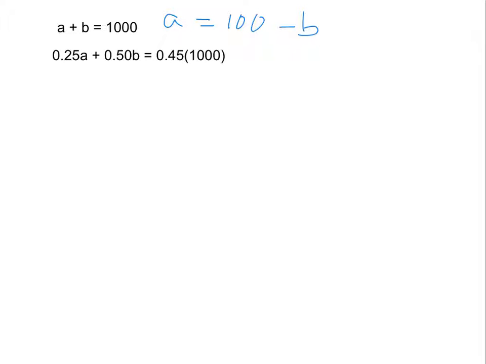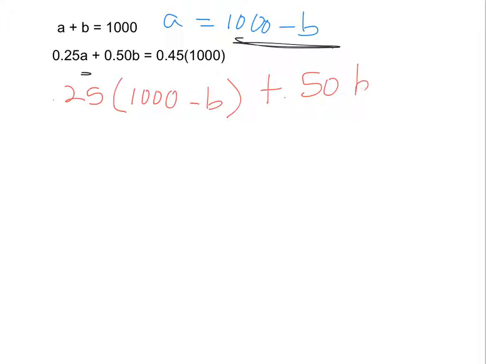So at this point, let me make that 1,000. So at this point, I'm going to put the 1,000 minus B in wherever I see A. So we get 0.25 times 1,000 minus B plus 0.50b equals, and I've already done this ahead of time on a calculator, and I got 450.